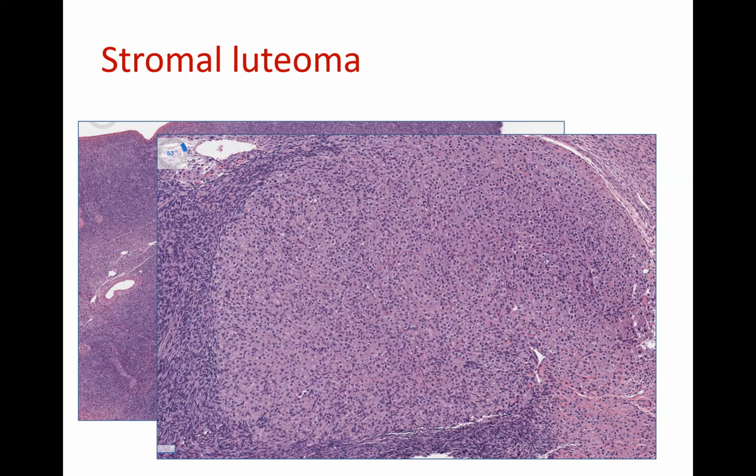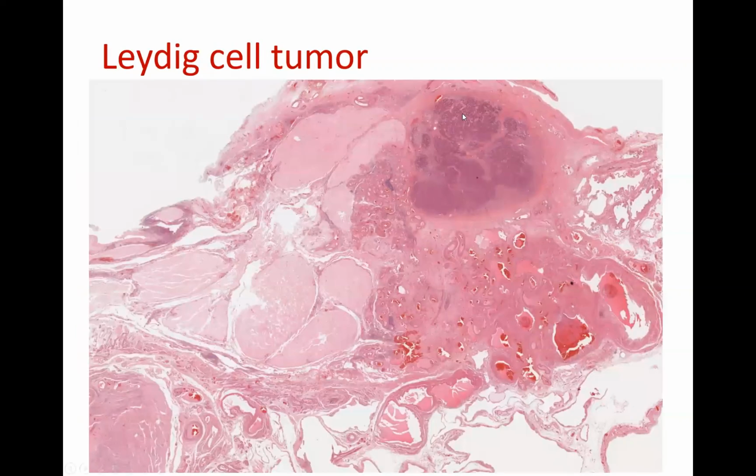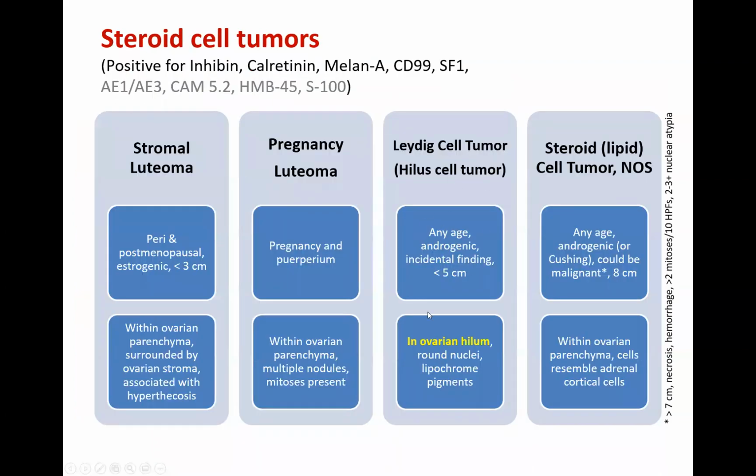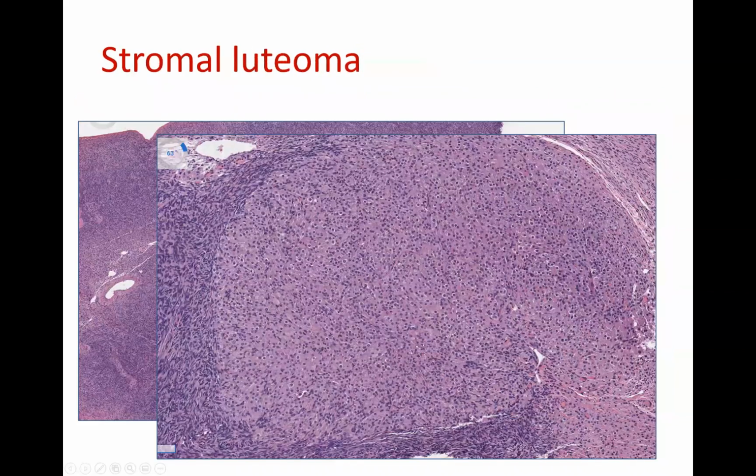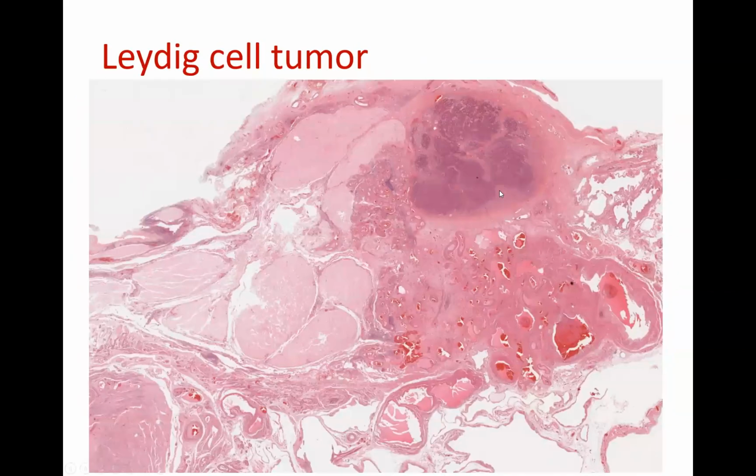Which is very different from this tumor, which is also composed of groups of pink cells, but look where it is located. It is located in the hilum of the ovary. Hilum of the ovary. So what your diagnosis should be is a Leydig cell tumor. Go back here, you are here now, because it is present in the ovarian hilum. So the difference between this stromal luteoma and this is basically, for diagnostic purposes, the location. This would be a Leydig cell tumor.